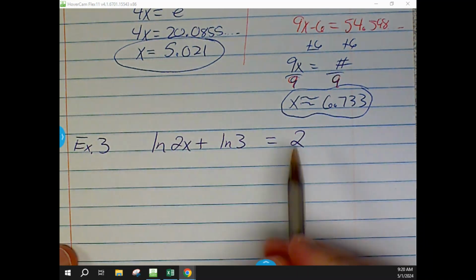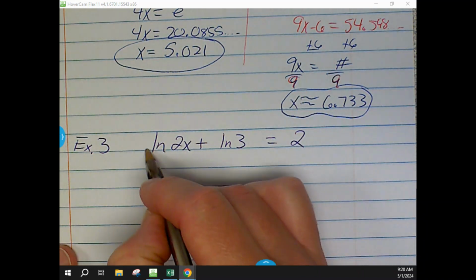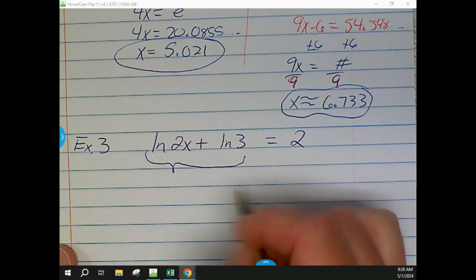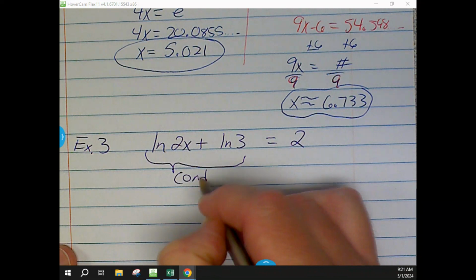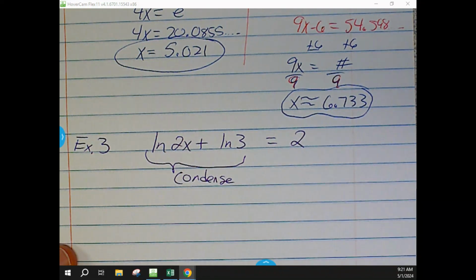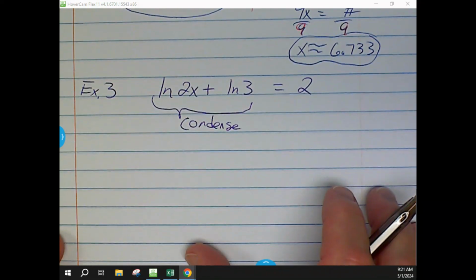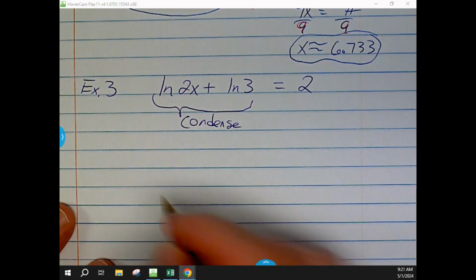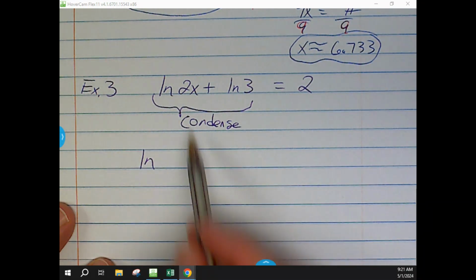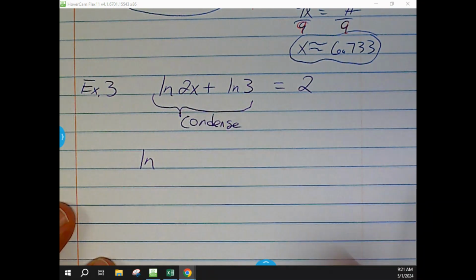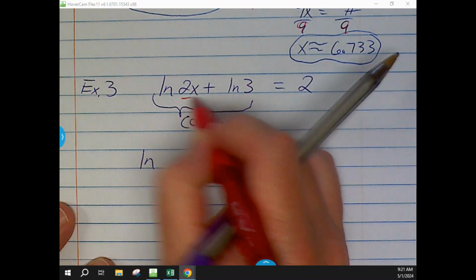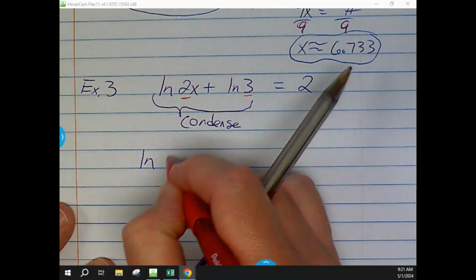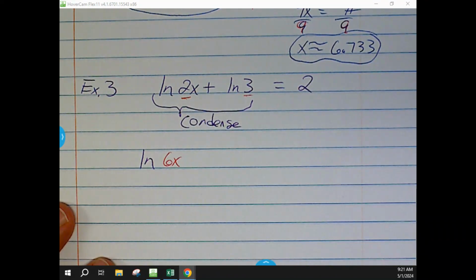Anytime you've got an equation with these two things together, before you can rewrite it with base e, you've got to condense them together. That's why we did the condensing part yesterday: if we've got this equation, we've got to bring it back so it's just the log of one expression. Hopefully you remember from yesterday, if we condense these back together with a plus in the middle, that means we multiply 2x times 3. So it should be the ln of 6x.